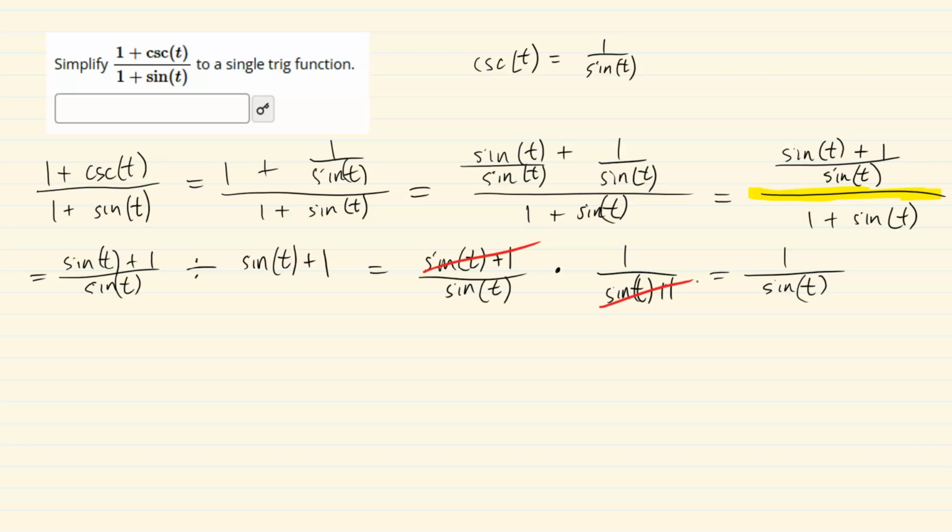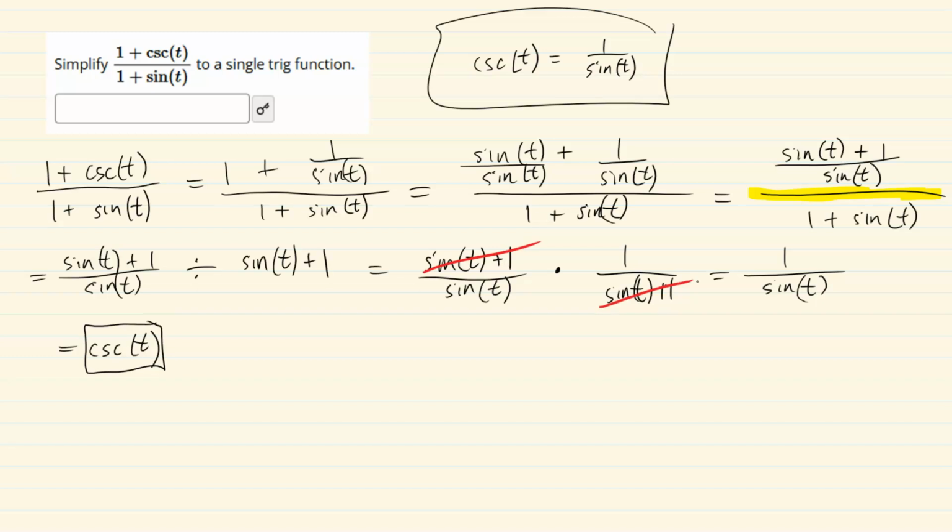So, as mentioned in the very beginning, right up here, this is then equal to cosecant of t. So that is a single trig function at this point. So that is our solution, cosecant of t.